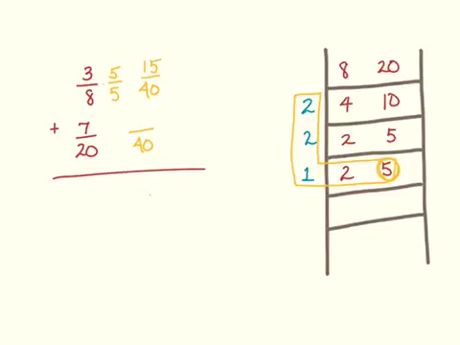And then the factor remaining on the last rung under the 8 tells us the missing factor for the second fraction. We have to multiply 20 by 2. And therefore we have to do the same operation to the numerator to get our special form of 1. So 7 times 2 is 14. And now we are ready to add the two fractions. Adding the numerators, we get 29/40. And since 29 is prime, this sum is in simplest form, and we are done.